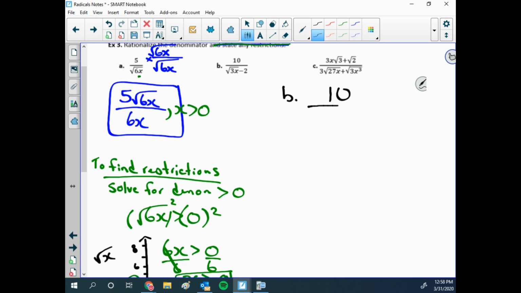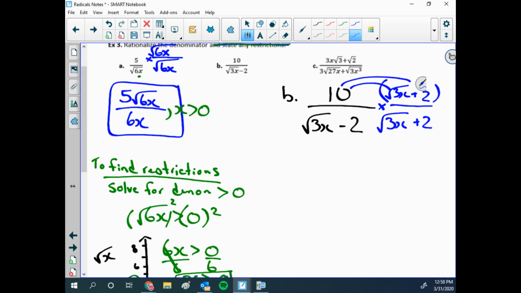So I have 10 over the square root of 3x minus 2. First thing they want me to do is rationalize the denominator. So I'm going to do that by multiplying by a conjugate term, because this is a binomial. So I'll go root 3x plus 2 and times by root 3x plus 2. So I need to multiply this 10 to both of these terms. So 10 times the square root of 3x, so 10 root 3x, and 10 times 2 is just plus 20.